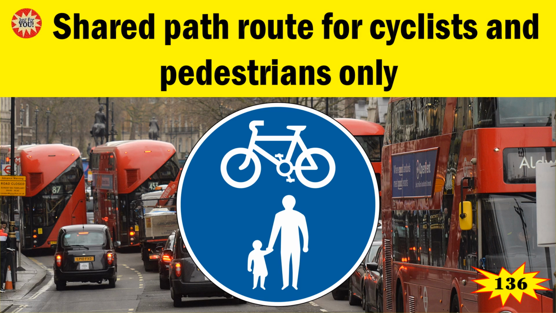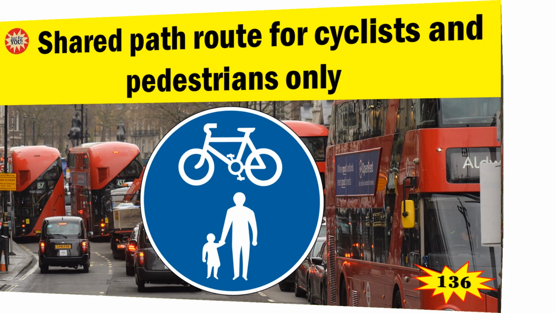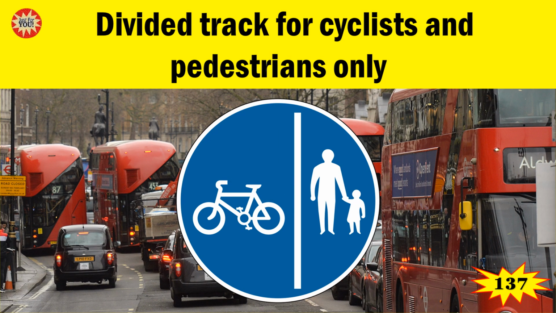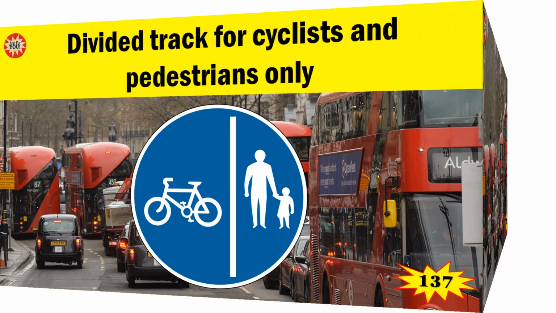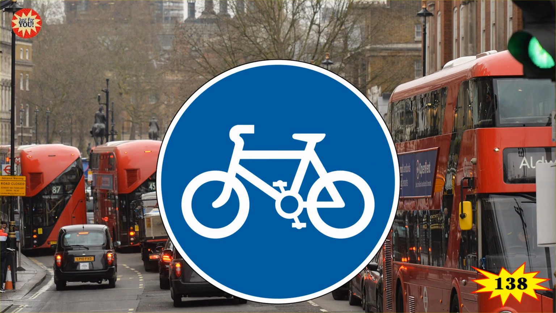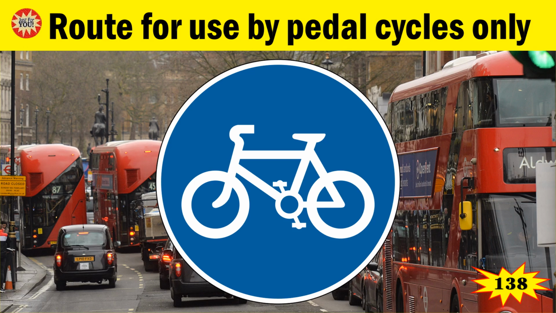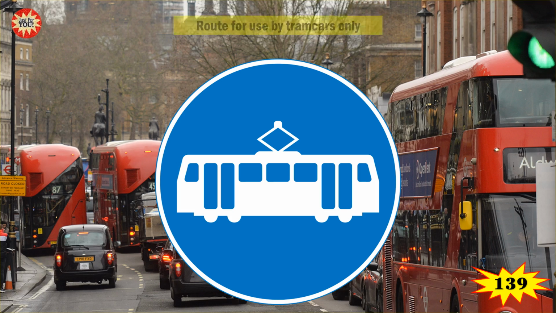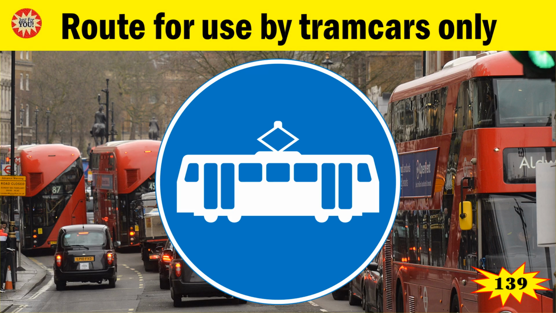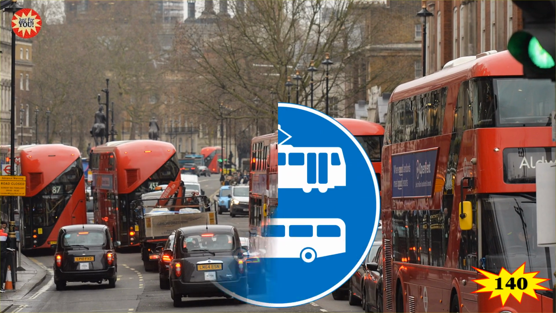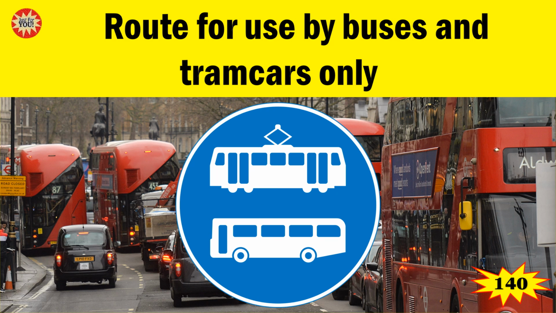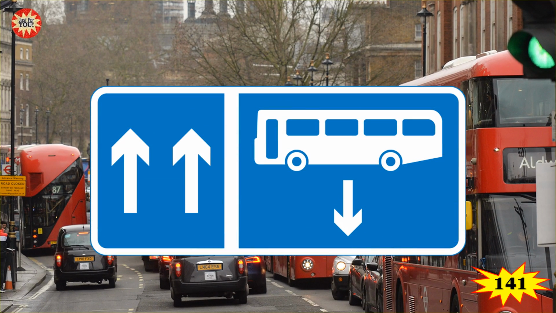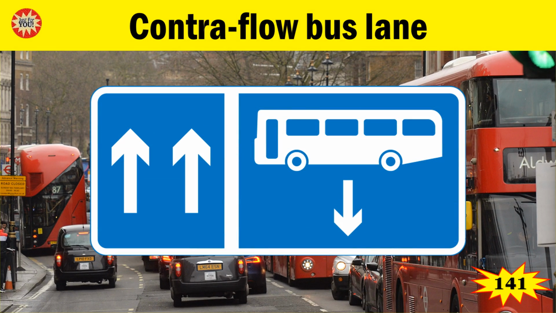Shared path route for cyclists and pedestrians only. Divided track for cyclists and pedestrians only. Route for use by pedal cycles only. Route for use by tramcars only. Route for use by buses and tramcars only. Contraflow bus lane.